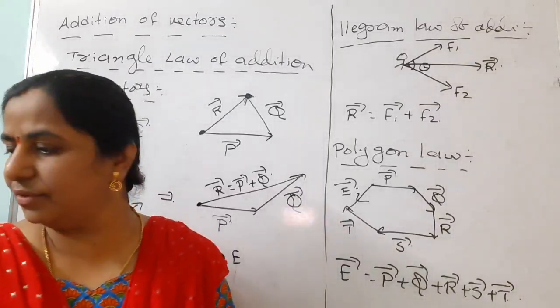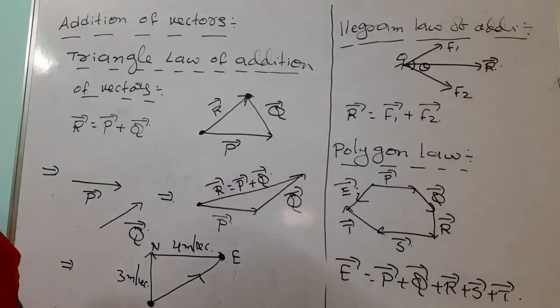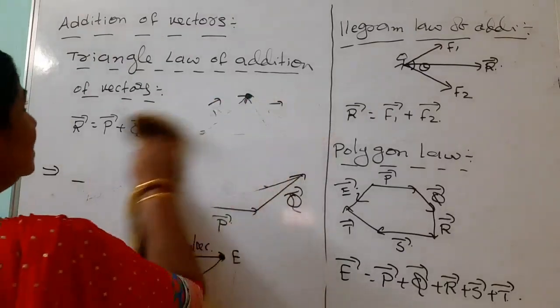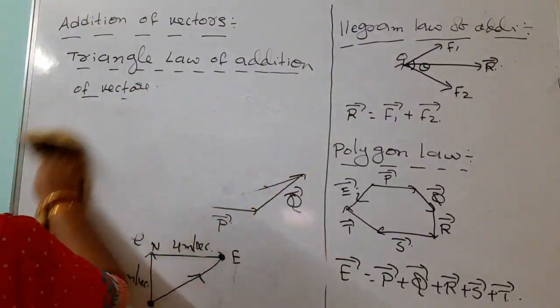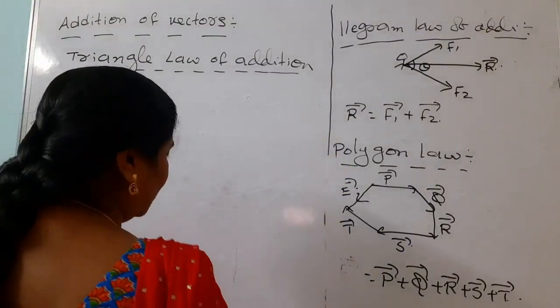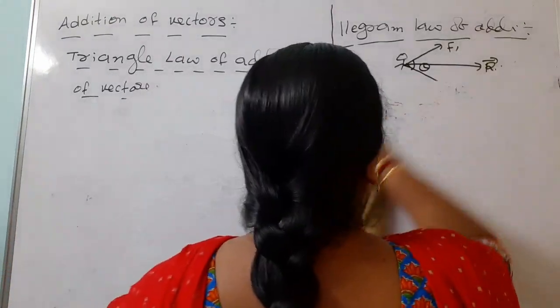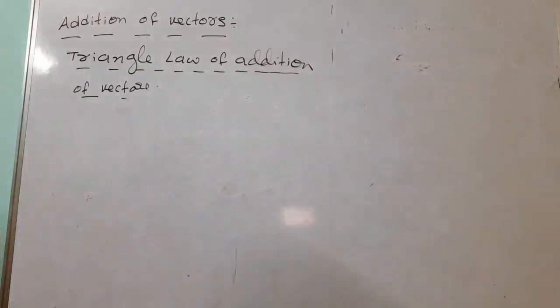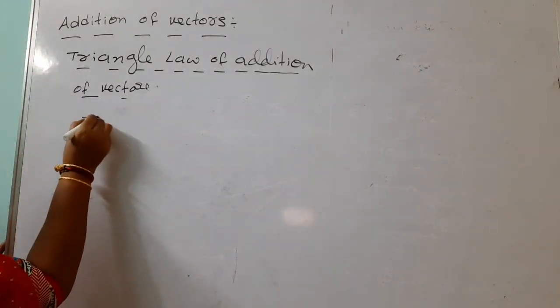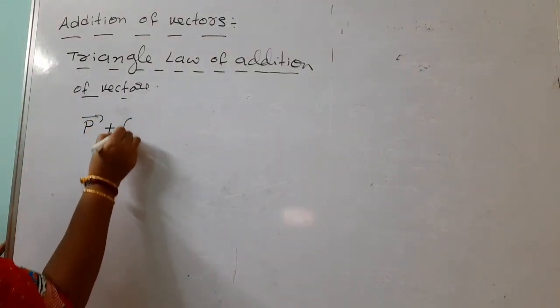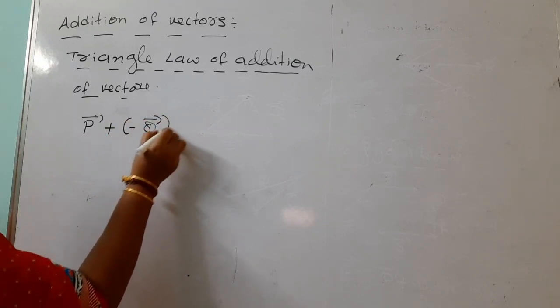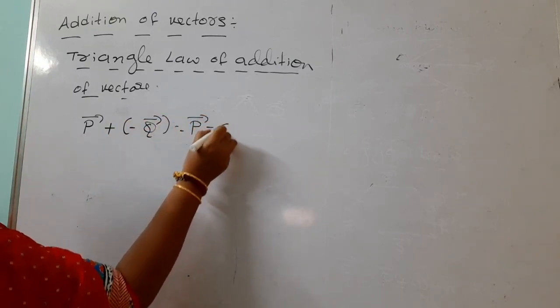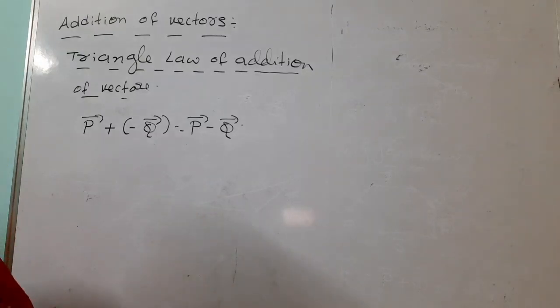From this we are able to find out how to subtract vectors also. See, subtraction means we have to take the negative vector of any vector. Suppose we are taking two vectors, one is P bar, another one is Q bar. How to subtract the vectors? See, P bar plus minus of Q bar, it should be written as P bar minus Q bar. How to subtract this one?